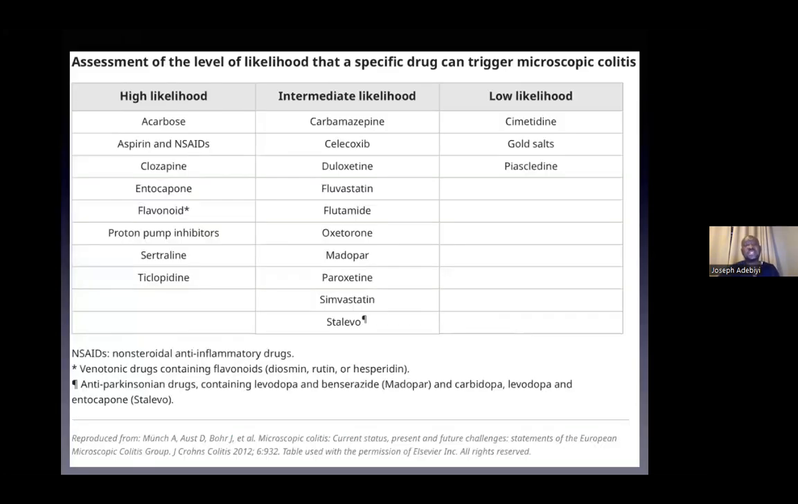Essentially, this is a long list of drugs that have been shown to trigger microscopic colitis, but the drugs with a high likelihood are in the region of alcohol, NSAIDs, like I said, and your PPIs. The other drugs are less likely to cause or trigger microscopic colitis.